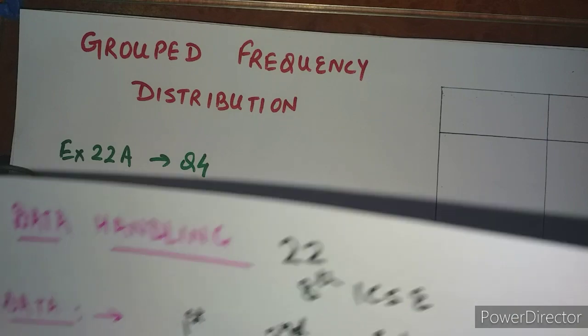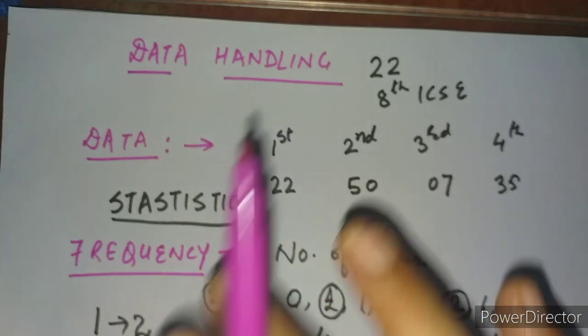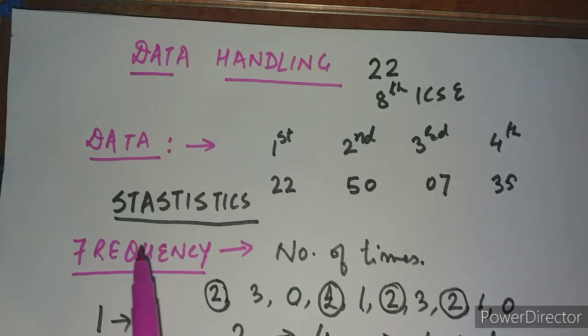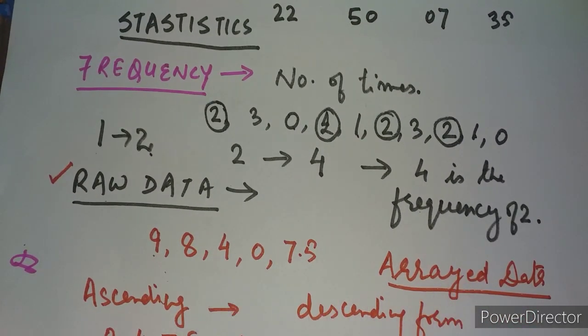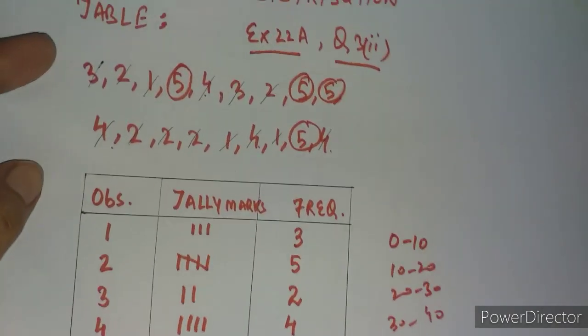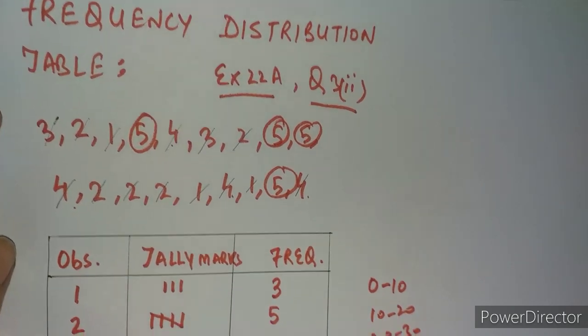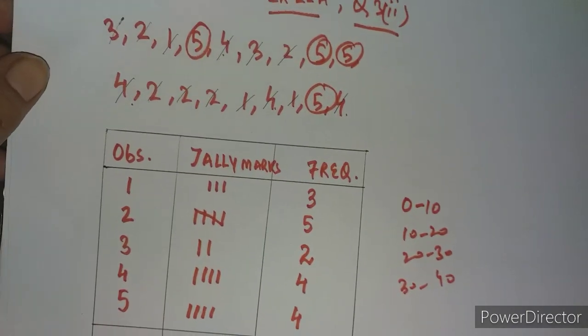Before we start with the grouped frequency distribution table, I want to tell what I discussed in my previous video, where I started with data handling. I covered the meaning of the word, the definition of data, what statistics is all about, what frequency is, what raw data is, and what arrayed data is, how we can write arrayed data by simply arranging the raw data in ascending and descending order. Then the most important thing we discussed there was the frequency distribution table, but the ungrouped one.